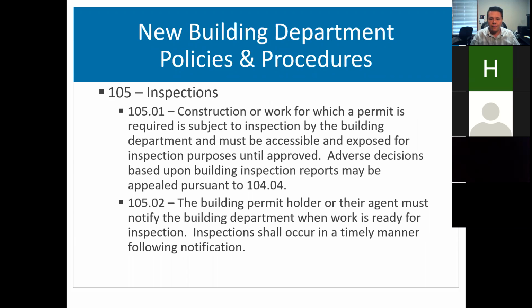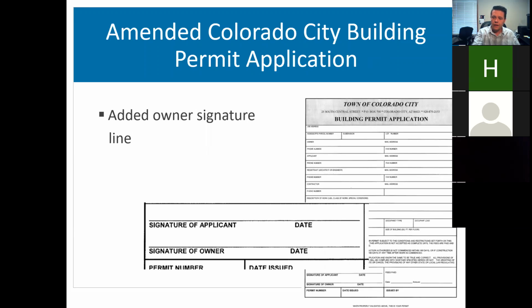Inspections, under 105, there are requirements for the applicant to request the inspections, to leave the work exposed, and also that the inspections have to be done in a timely manner. And again, there are provisions in state code about that. Here's an image of the building permit application. You can see there, similar to the utilities application, we added a signature block for the applicant and a signature block for the owner.